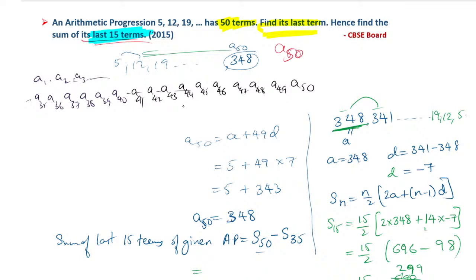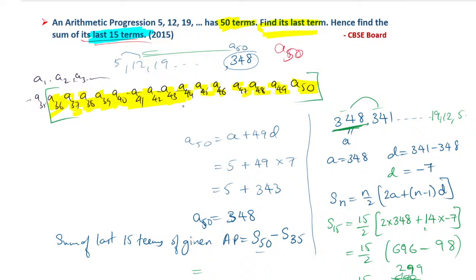Now we have to find the sum of the last 15 terms of the AP. From the last we have to count 1, 2, 3, 4, 5, 6, 7, 8, 9, 10, 11, 12, 13, 14 and 15. So 15 terms. Where do I have to start? From A36 to A50 I have to count, leaving everything else.